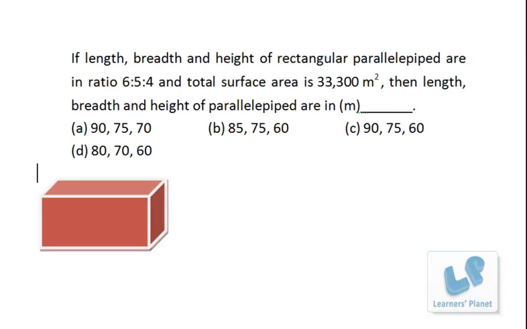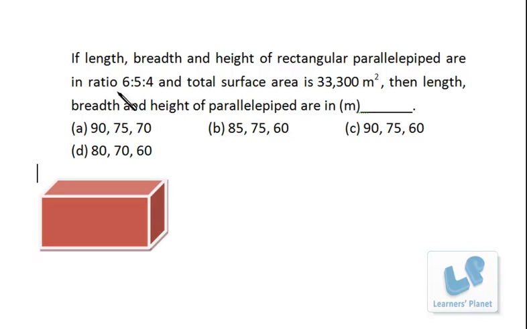Now friends, let's see this problem. If length, breadth and height of a rectangular parallelepiped are in the ratio 6:5:4 and the total surface area is 33,300 square meter, then the length, breadth and height of the parallelepiped are. I have shown a parallelepiped over here. See, this is a cuboidal shape, right? Where length, breadth and height, all three dimensions may be different.